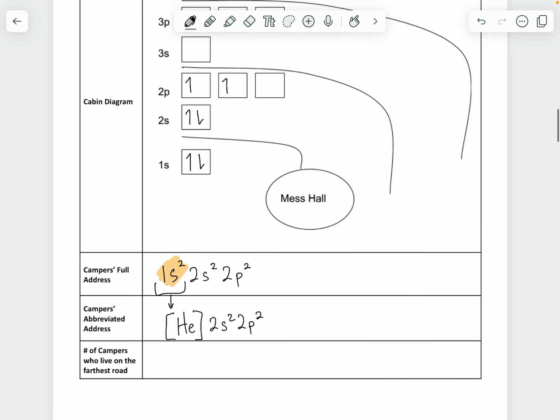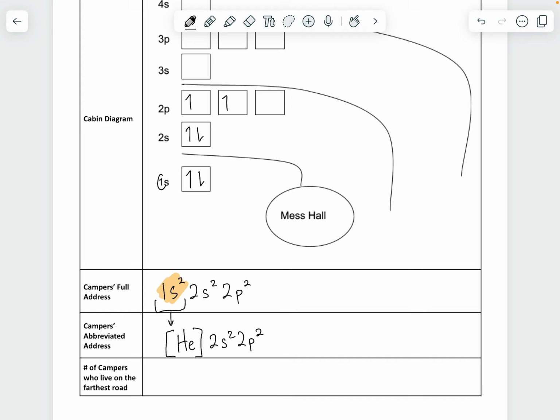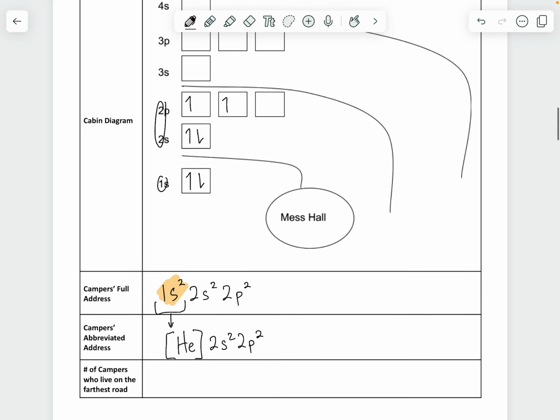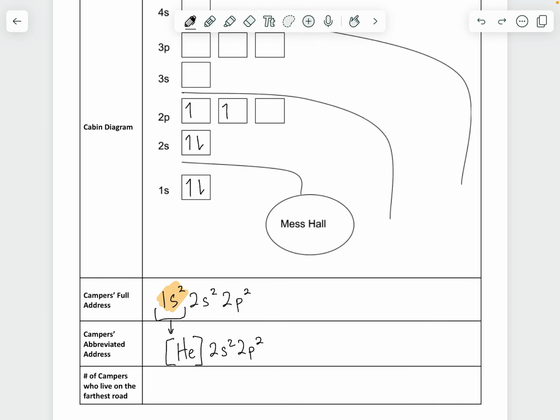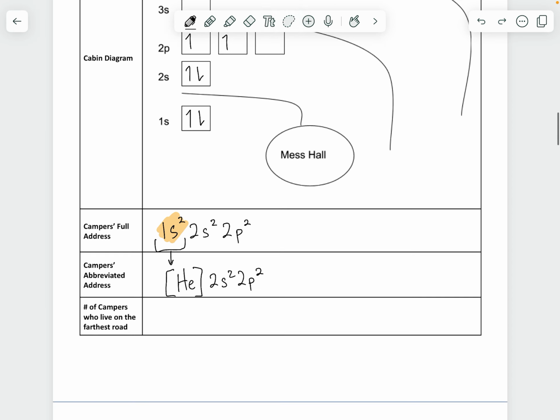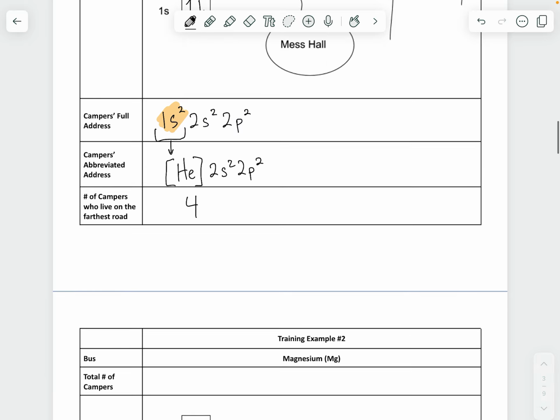And then the campers that live on the furthest road, again, the road is based off of the number here, and so what we're going to do is look at the second road, which is the farthest road that we have campers occupied, and there happens to be 4 there.